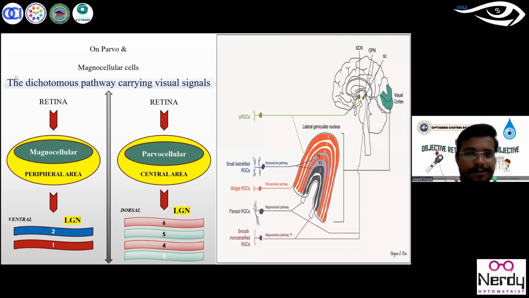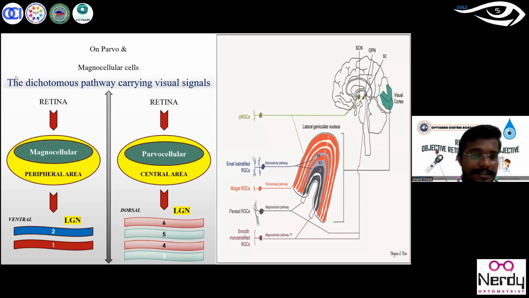Look at the picture. The magnocellular cells discharge on two layers, 1 and 2, while the parvocellular cells discharge on four layers, 3, 4, 5, and 6. This is the first discharge. Do not assume the lateral geniculate body is simply a relay station, not really. And that is the dichotomous pathway, the magnocellular cells and the parvocellular cells.